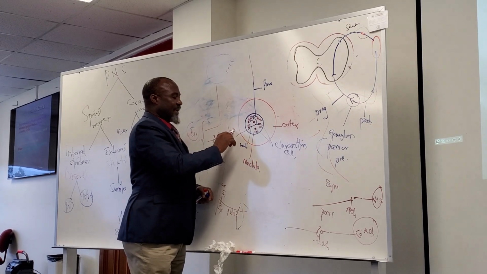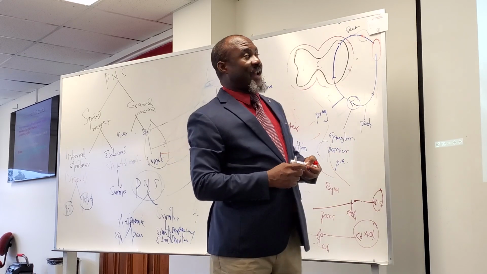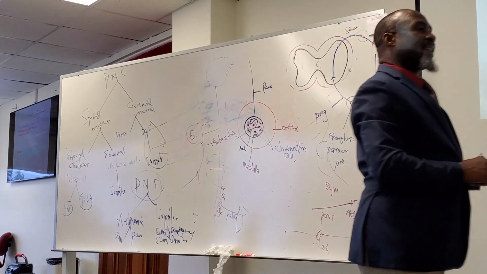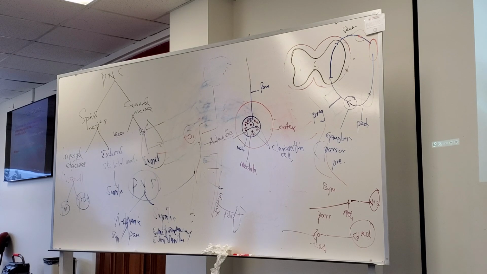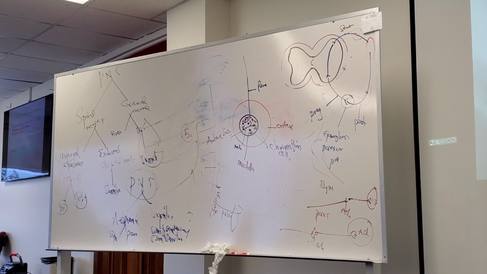So the secretion of norepinephrine or adrenaline by the chromaffin cells of the adrenal medulla is stimulated by acetylcholine.